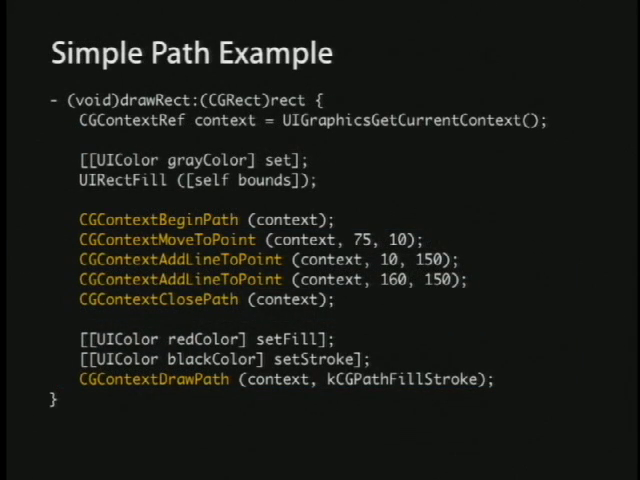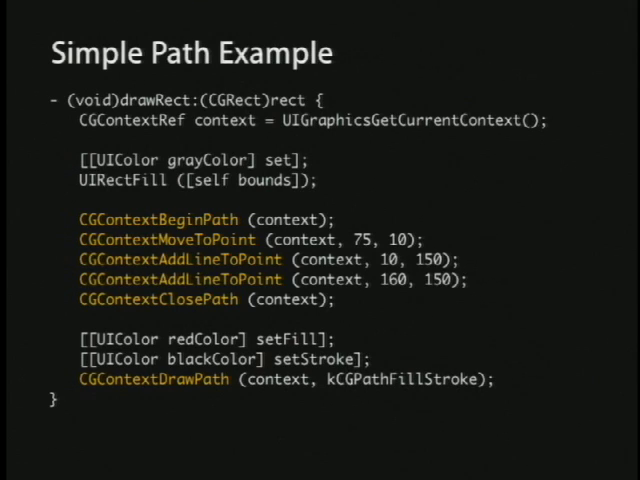So let's take a quick look at a simple example. We've still got our drawRect here. The first thing we have to do is get the current context. So we call UIGraphicsGetCurrentContext. That gives us back the CGContextRef that UIKit created for us. It's already got some default values set, but we're going to set the color to gray and then fill a rect again. So our background is again just a gray rectangle. Now we're going to call CGContextBeginPath. So this tells the context that we want to start creating this implicit path on the context itself. Then we'll move to point, so we'll move over to 75, 10. We'll add a line to point 10, 150, add a line to point 160, 150, and then close the path, which actually connects the last point that we went to the first point.